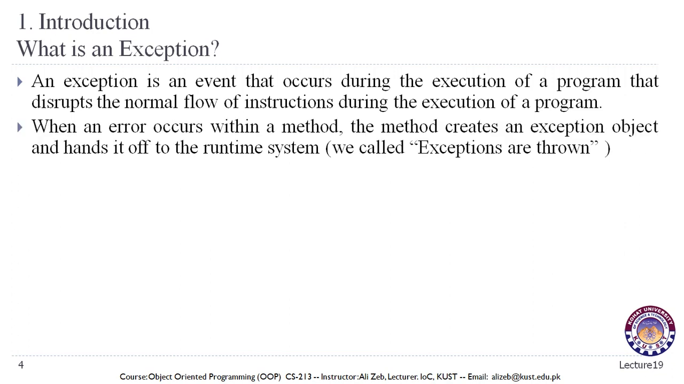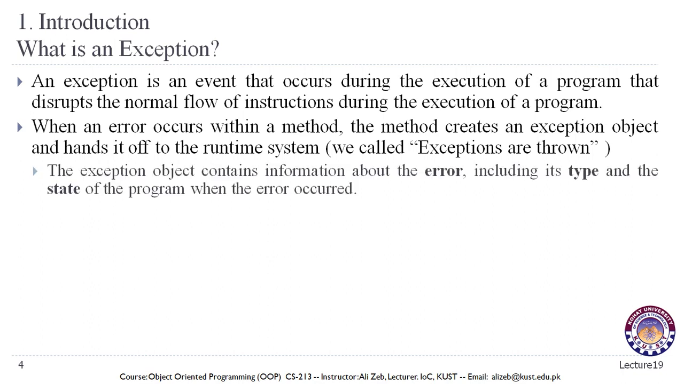When an error occurs within a method, the method creates an exception object and hands it off to the runtime system. We say exceptions are thrown. The exception object contains information about the error, including its type and the state of the program when the error occurred. We'll look at examples where we'll see how we can use objects to handle the errors, and we use the exception class and the objects of the exception class to catch the errors and try to handle those errors.